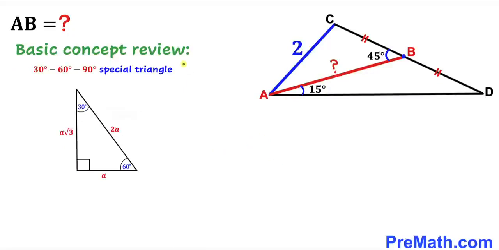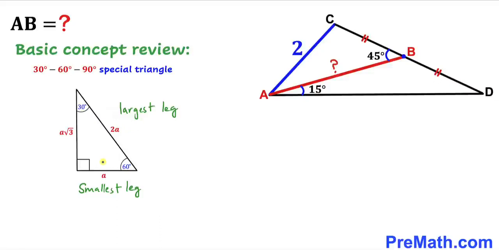And now let's recall the 30, 60, 90 special triangle, as you can see over here. We can see that 30 degrees is our smallest angle, so the side opposite to that angle is going to be our smallest leg, whereas this 90 degree angle is our largest angle, so the side opposite to that is going to be the largest side. So in such a special 30, 60, 90 triangle, the longest leg is twice the smallest leg.